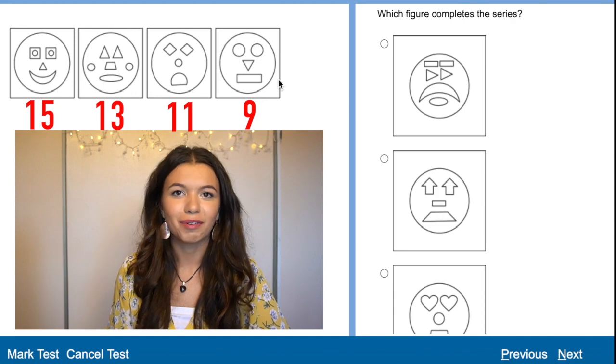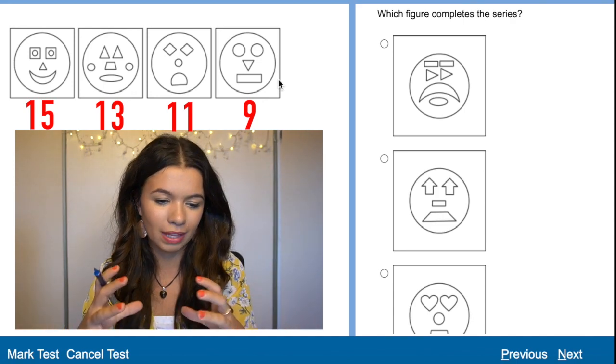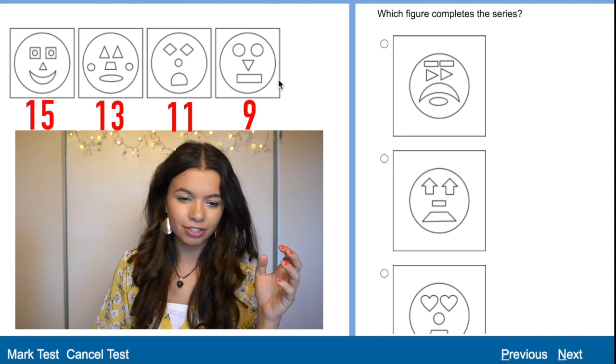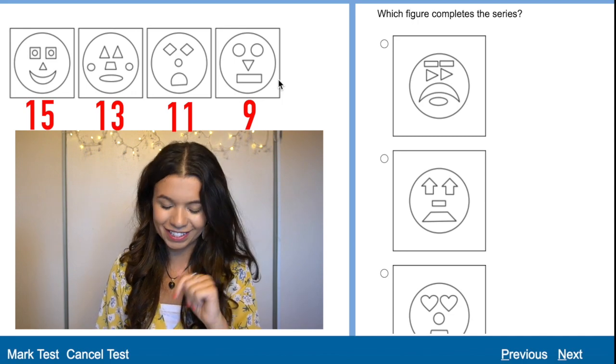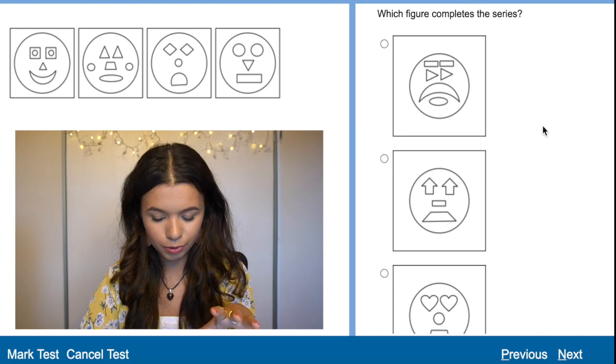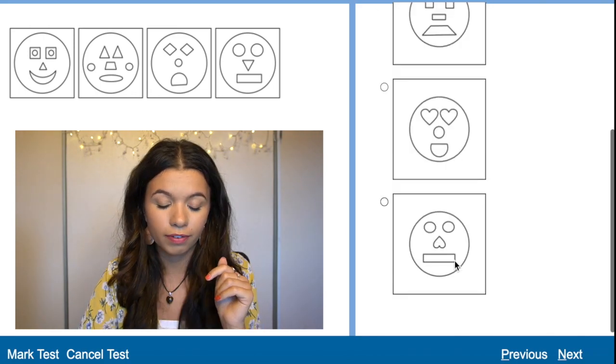Fab. We found a pattern. So the number of collected sides of all of the little shapes within the big circle that make up this smiley face decreases by 2 each time. And I just had to double check that it's not another square number question. So we want to find an option that will contain 7 sides altogether. 1, 2, 3, 4, 5, 6.